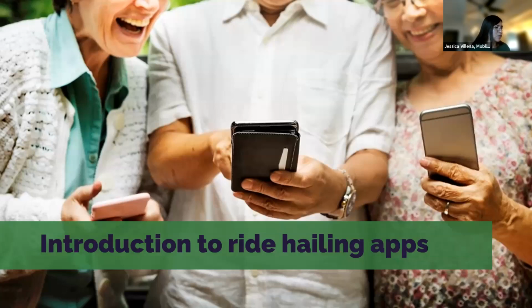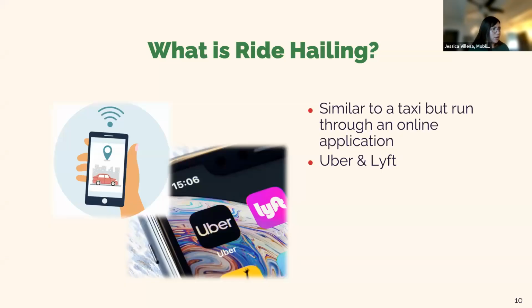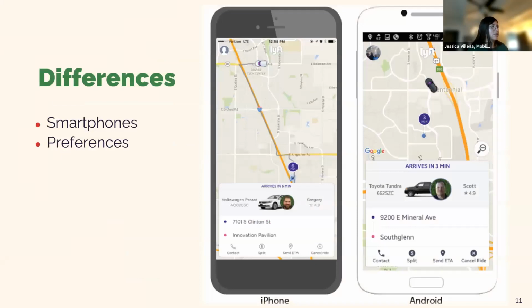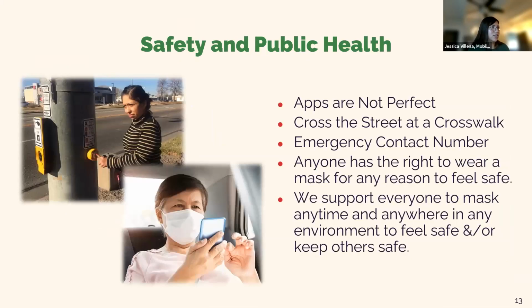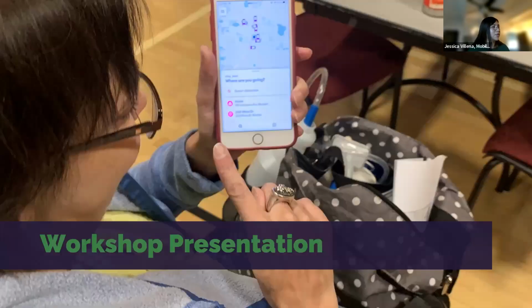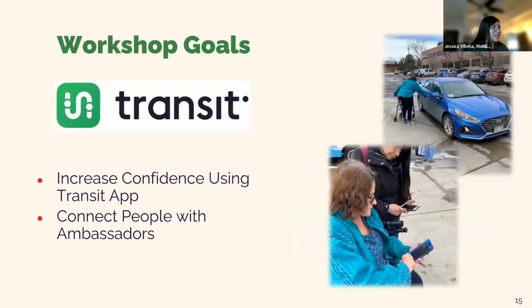And I have this introduction to the apps, mostly for Uber and Lyft, with the smartphone differences, the privacy information, and also the safety and public health information. That continues to be the same, so that there's consistency amongst the different workshops. Now the workshop presentation starts here, and similarly to the previous one, the importance of these workshops is for people to increase their confidence using this app, and then also connect the public with the ambassadors.